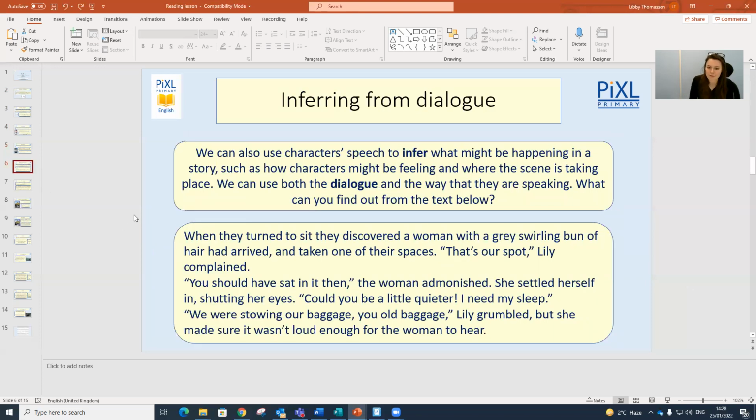Okay, now let's do some inference from dialogue. So again, in stories, characters use speech to communicate, but we can also use their speech to infer about their character. So here's another example.